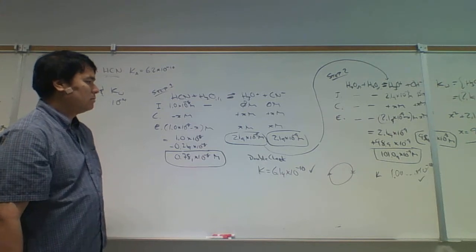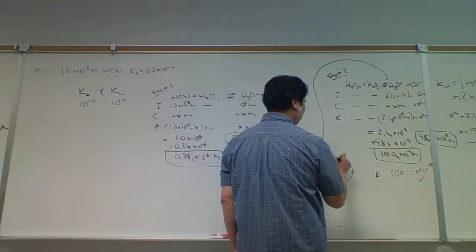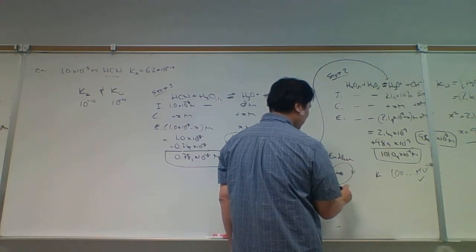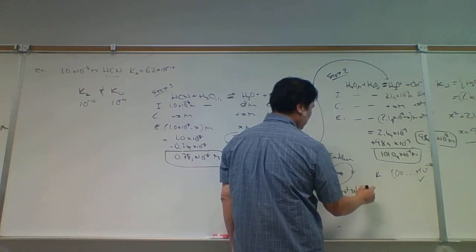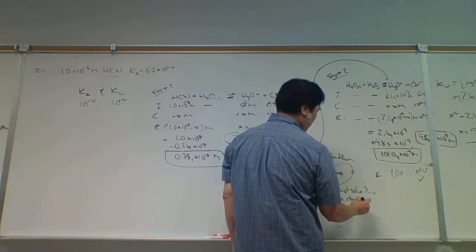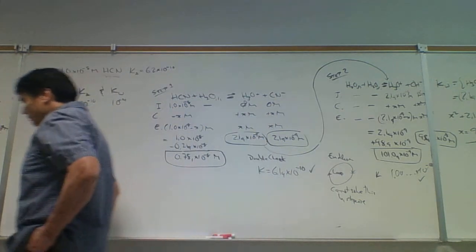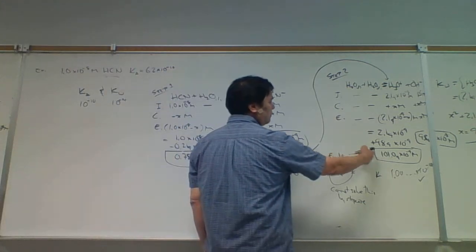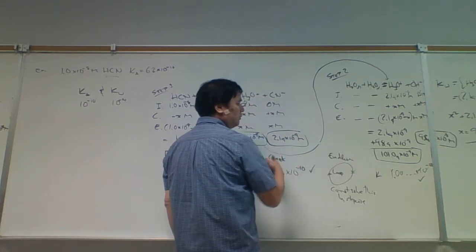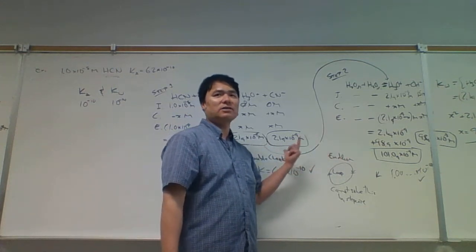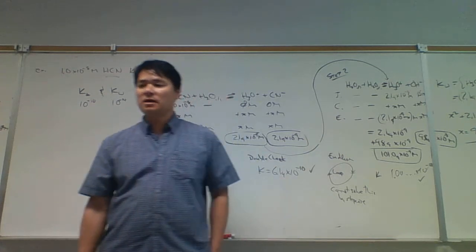All right, and so what we have is this endless loop. That is, we cannot solve it by stepwise. In fact, whenever we have multiple equilibria with a common ion, we always have to make sure that the equilibrium concentrations, like the hydronium here and the hydronium here, have to match. In other words, the hydronium ion concentration has to simultaneously satisfy both equilibria.